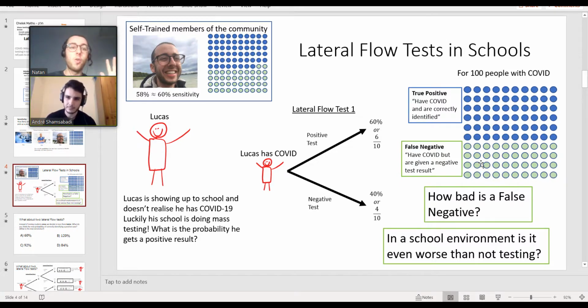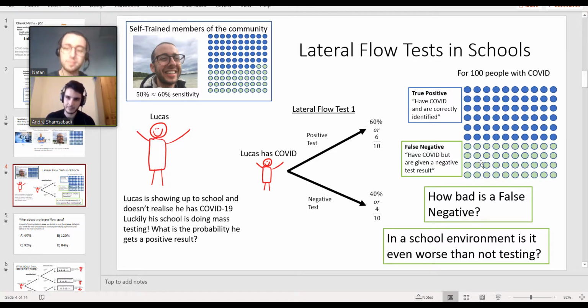Then we were talking about how bad a false negative is, and I think in a school setting it's particularly bad because let's say you have kids who aren't that safety focused anyway because they think, oh, it's not going to affect me badly anyway, and then you give them a negative test result. Well, why would they follow any of the rules if you've just told them they don't have COVID, even though allegedly 40% of the people with COVID doing this test are not going to be told they have COVID.